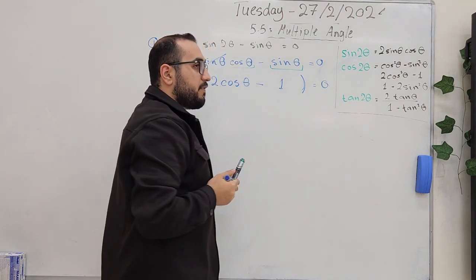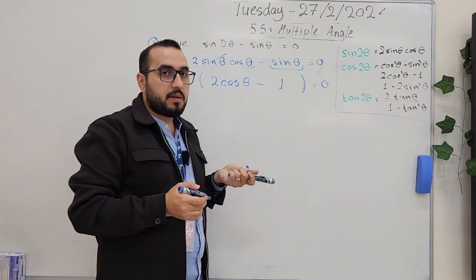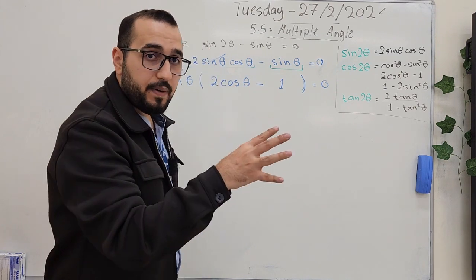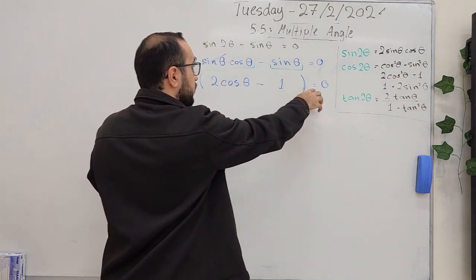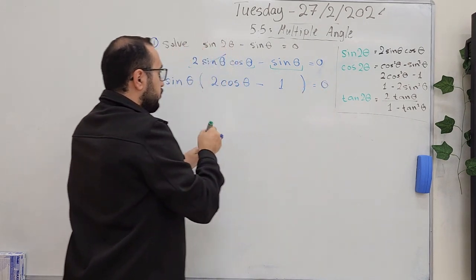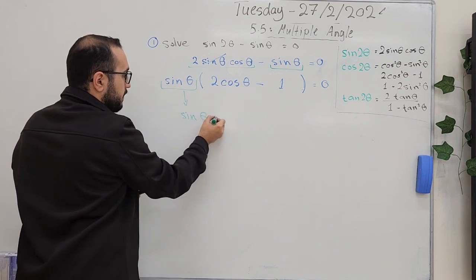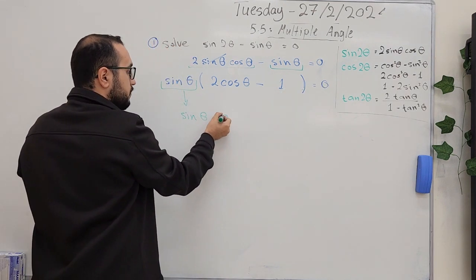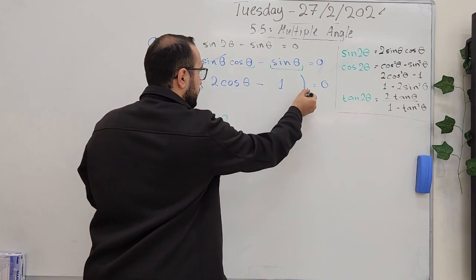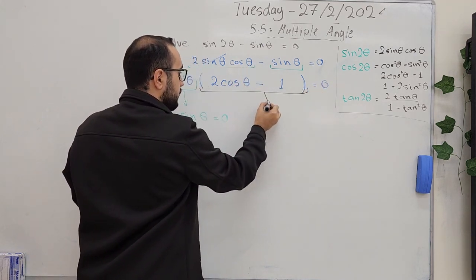Now, we simplified it. So we can't simplify sine theta anymore. We can't simplify 2 cosine theta anymore. Minus 1 is already simplified. So what you have to do, you have to take each part equal to 0, because this one equals 0 and this part equals 0. So you have to take this one, sine theta is equal to 0. And you have to take the other part, which is this one here, 2 cosine theta minus 1 is equal to 0.